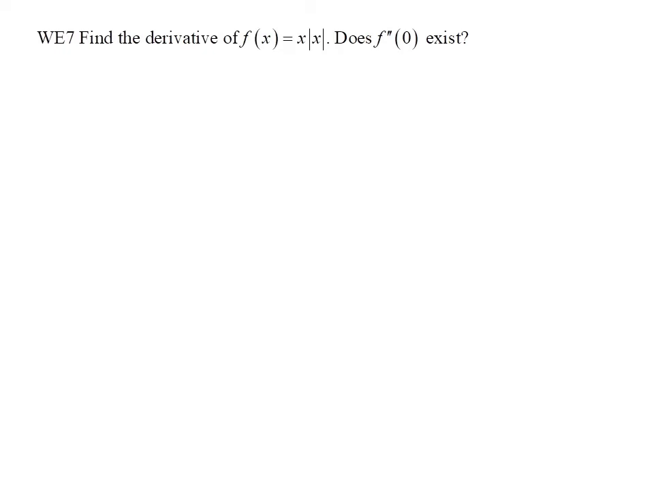In example 7, the question is to find the derivative of f of x, which equals the product of x and the modulus of x. It also asks if the second derivative of this function exists at the point x equals 0. Since the function x times its modulus is written as x squared when x is greater than 0, it equals 0 when x equals 0, and it equals negative x squared when x is less than 0.